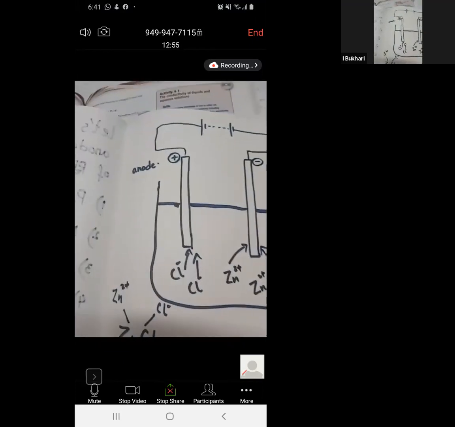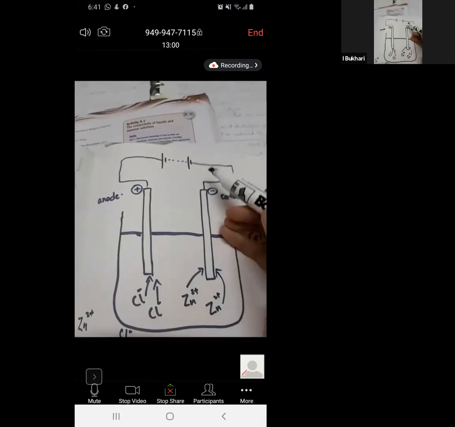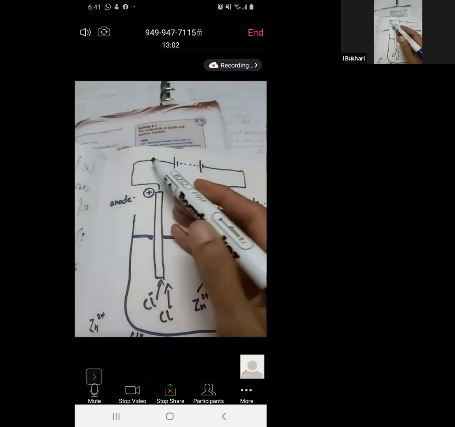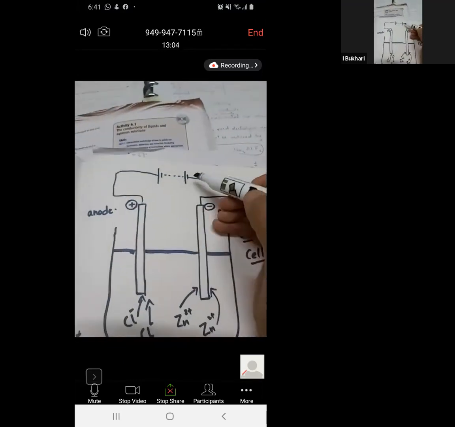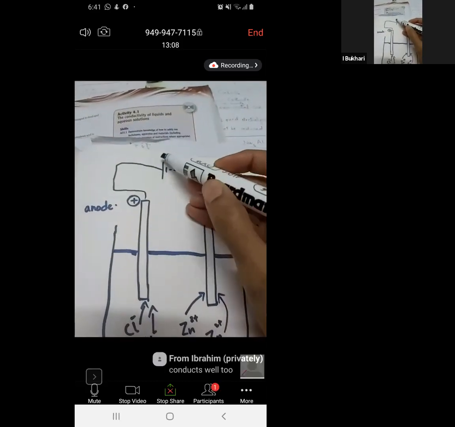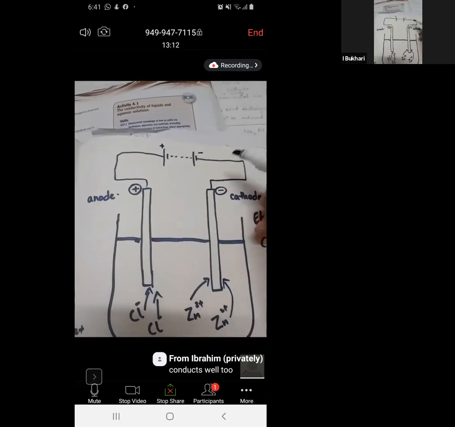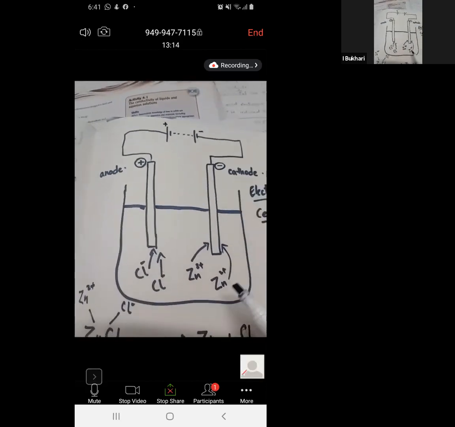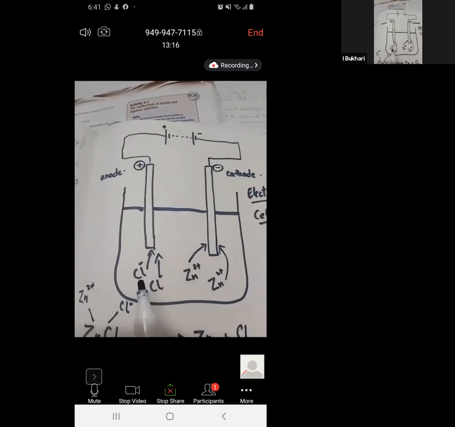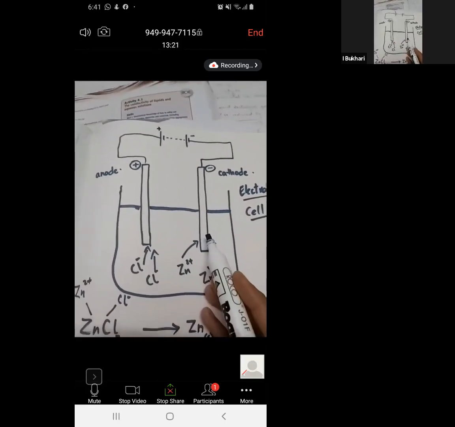So graphite are the electrodes which we have used, and these should be copper wires because this is an electrical circuit. The shorter line represents the negative terminal of the battery. The longer line represents the positive terminal of the battery. Yes, Ibrahim, and copper conducts well too. So we have these two ions, and we know they will not react with the carbon in the graphite electrode.